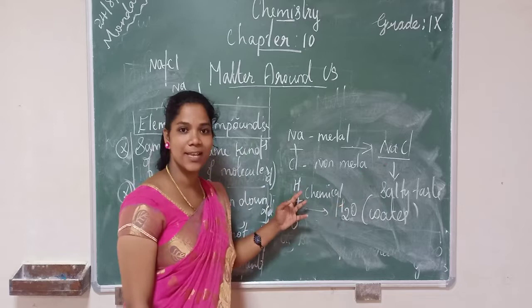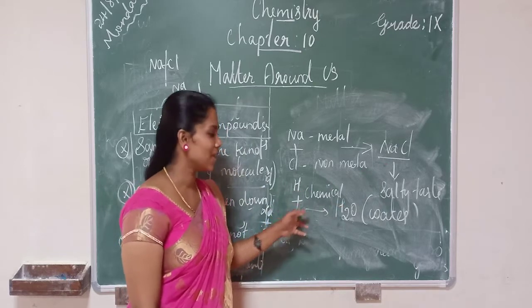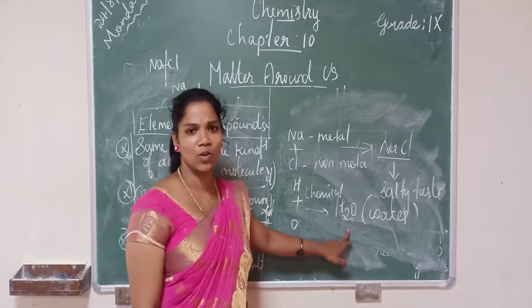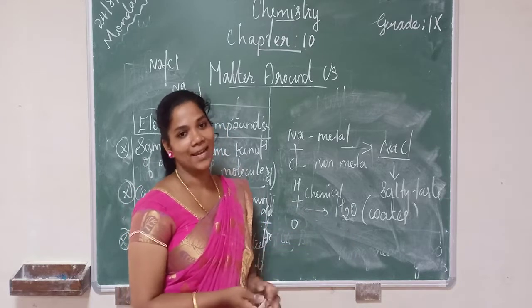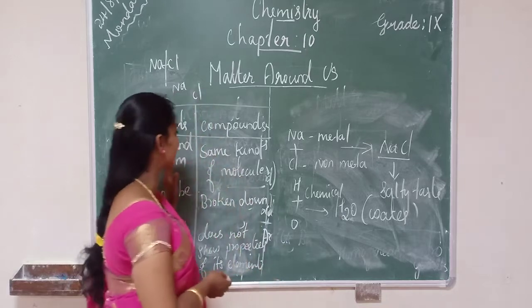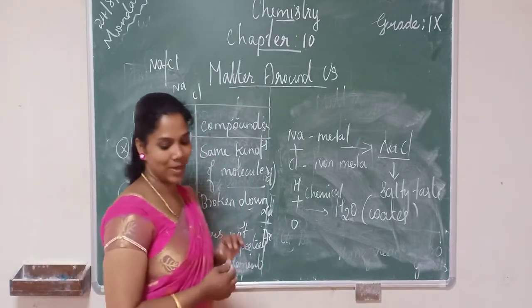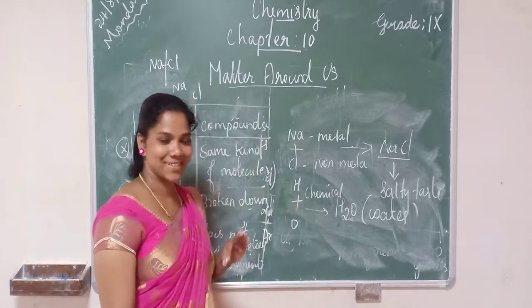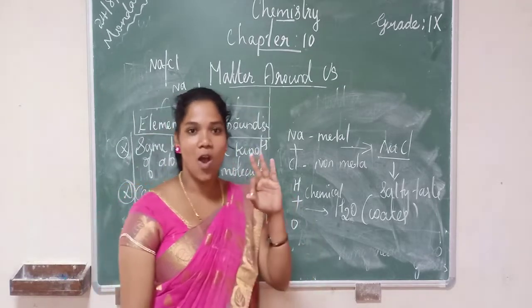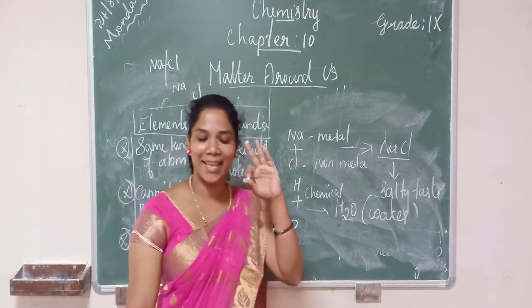Same way, hydrogen is in gaseous form, oxygen is in gaseous form. But when they combine chemically, we get a water molecule. And what's the state? Liquid state. The property is totally different. This is the difference between elements and compounds. Very important question. I hope you understood what a pure substance is: either the same kind of atom or the same kind of molecule. Now I hope you understood what an element is.